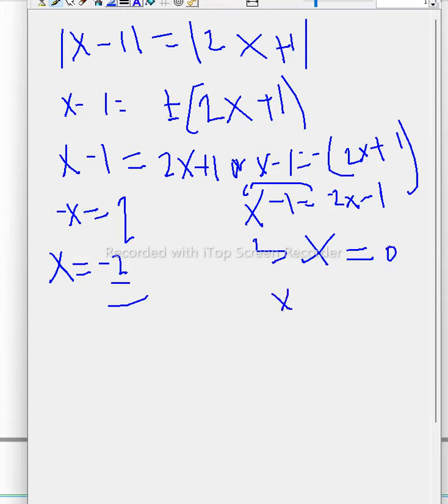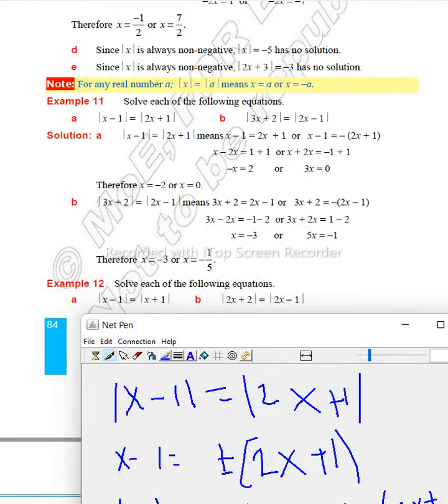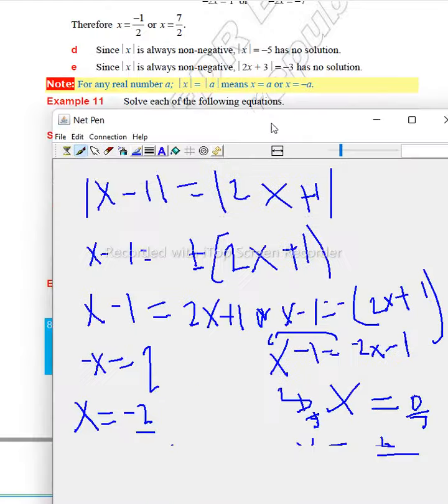So divide both sides by 3, which is 3 by 3, which is x. Again, 0 by 3, which is 0. When we divide 0 by any number, it becomes 0. So we have an answer of 0 and minus 2. So this is all about this example, and let us do for B.